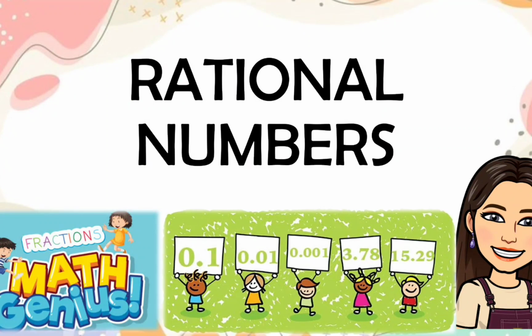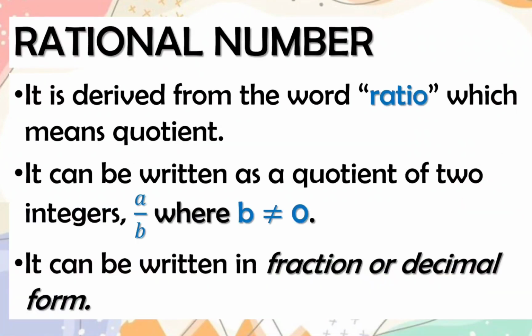Our topic is all about the rational numbers. What is a rational number? Rational number is derived from the word ratio, which means quotient. It can be written as a quotient of two integers, a over b, where b is not equal to 0. It can be written in fraction or decimal form. So meaning to say, the rational numbers can be in fraction or in decimal form.